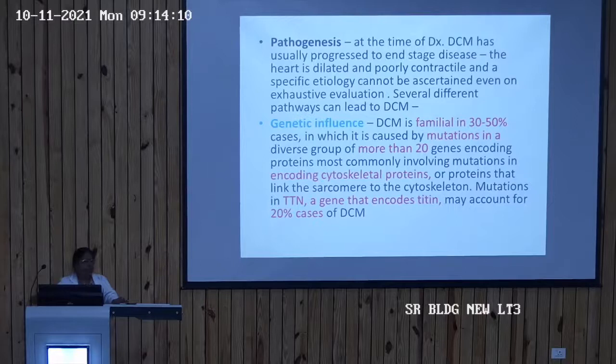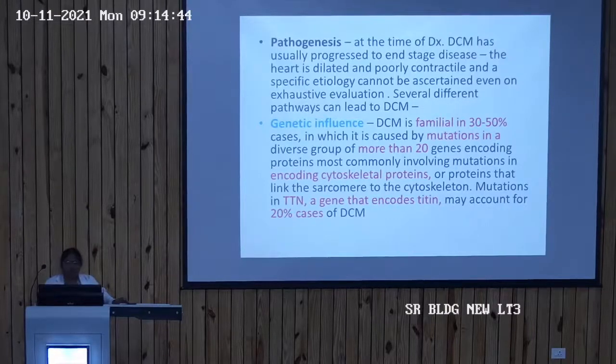And usually a specific etiology cannot be ascertained. However, there are various factors which have been considered. One of these is genetic, because it is familial in 30 to 50% of cases, and it is caused by mutations present in more than 20 genes. And what are these genes? These are usually encoding for the cytoskeletal proteins.